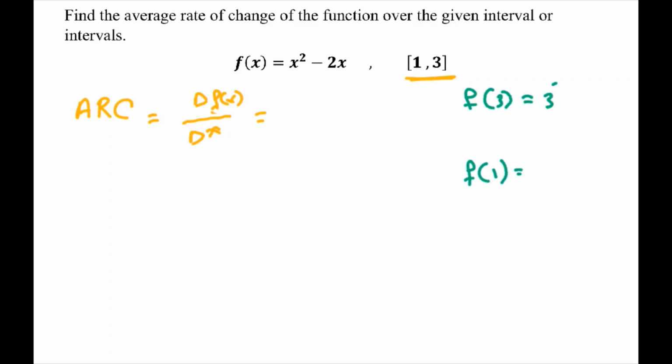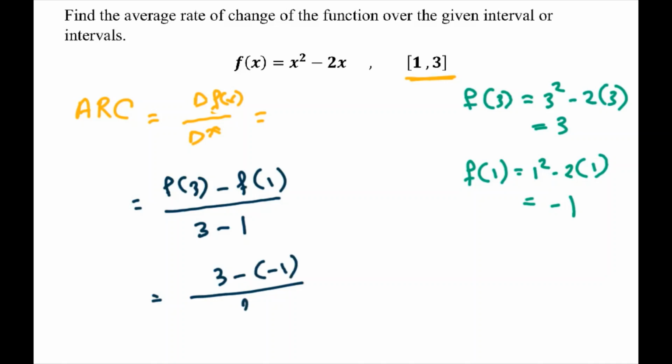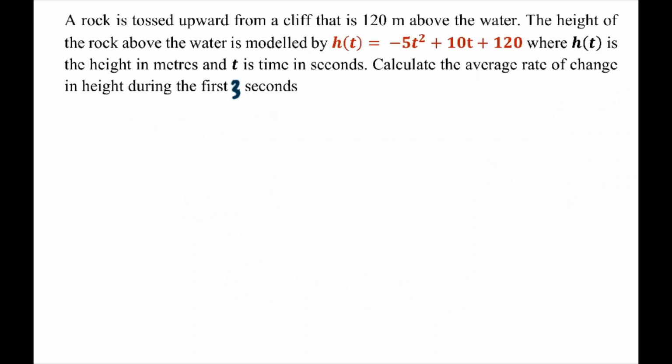f(3) will be 3 squared minus 2 times 3. f(1) will be 1 squared minus 2 times 1. That's 9 minus 6, which is 3. 1 minus 2 is negative 1. So that's f(3) minus f(1) over 3 minus 1, which is equal to 3 minus negative 1 over 2. And that's 4 over 2, which is equal to 2. So that's my average rate of change for this function over 1 to 3.